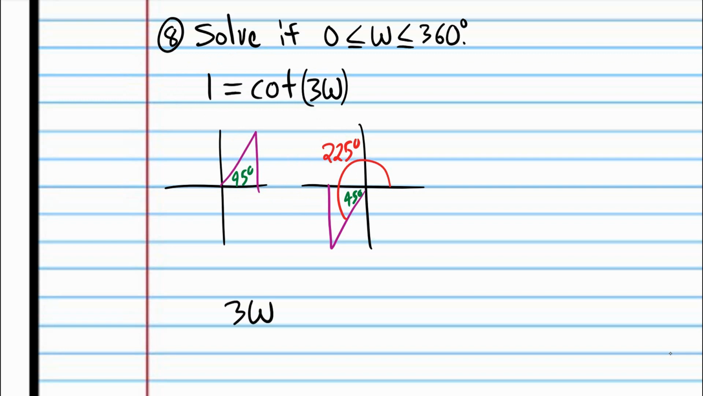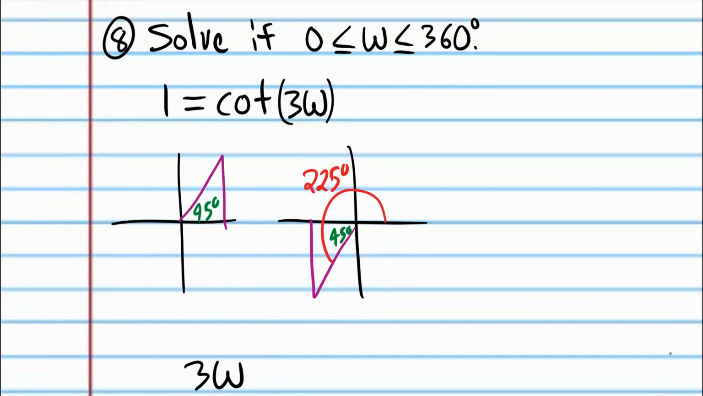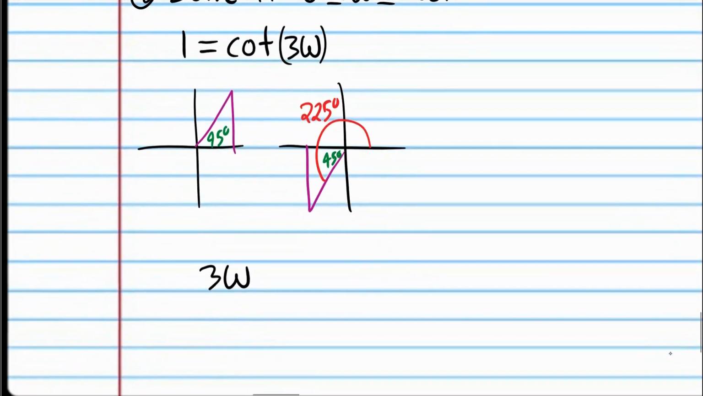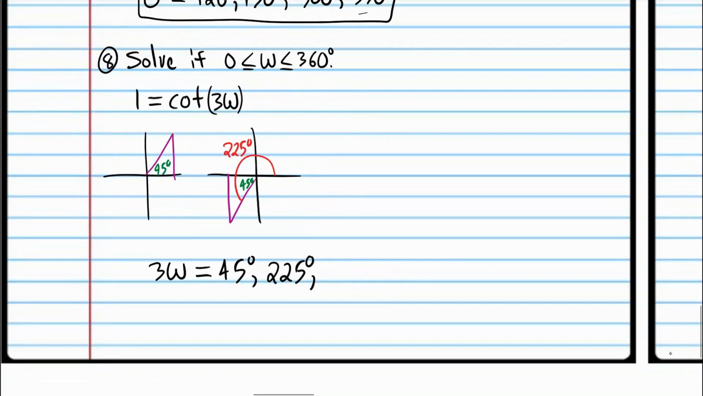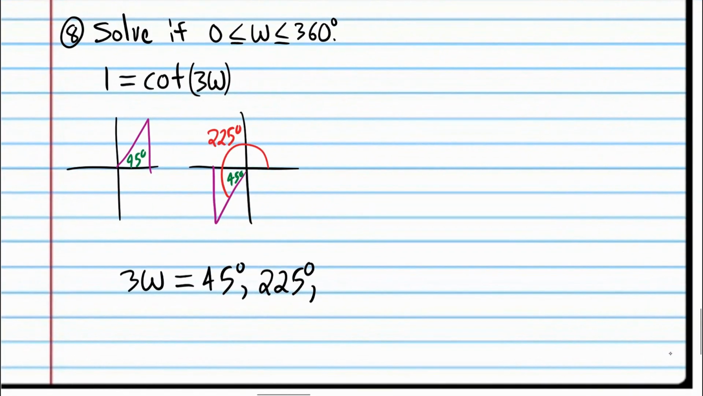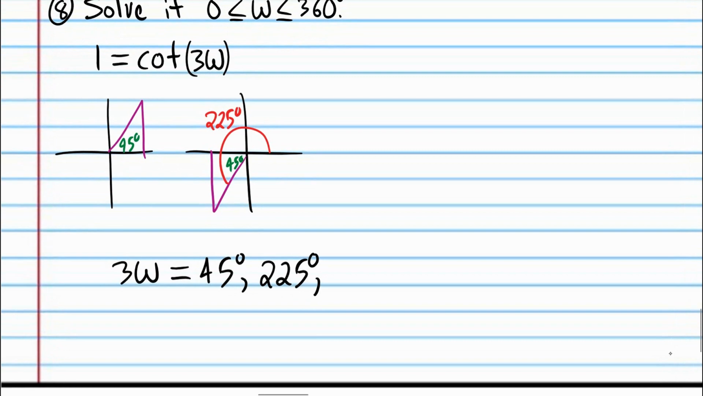But we're not looking for the numbers that we plug in to get 1. We're looking for the number multiplied by 3. What number multiplied by 3 gives us these numbers to produce 1? So 3w is equal to 45 degrees and 225 degrees. But as you can imagine, we're probably going to need more of these coterminal angles. So I'm going to keep adding a 360.